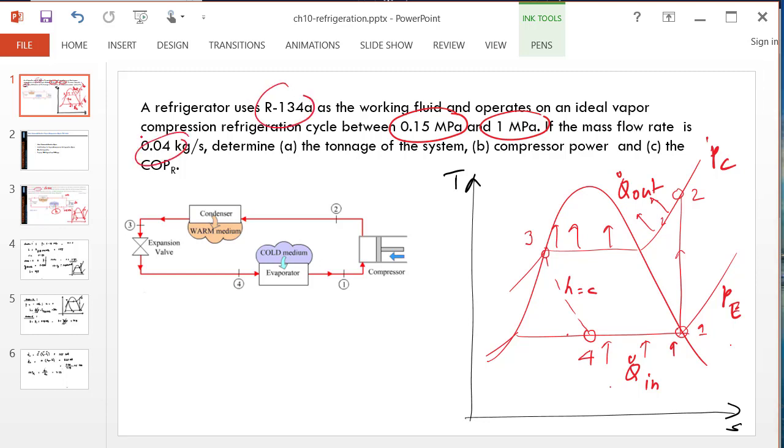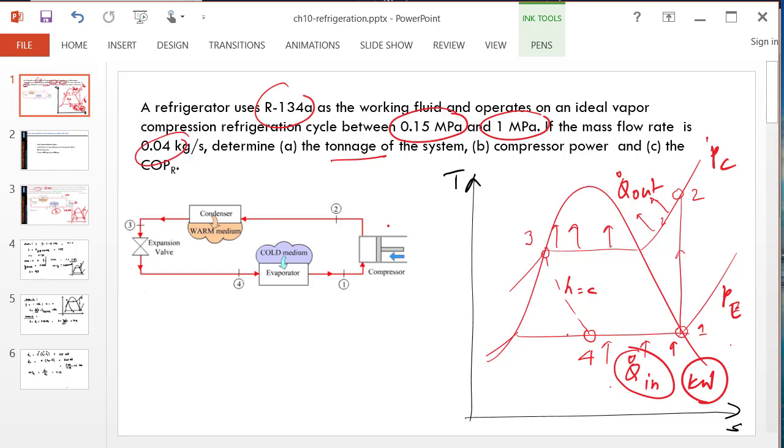And we are asked to find the tonnage of the system, which means what is Q dot in the specific unit of a ton of refrigeration system. We know Q dot in should be in kilowatt, and it's just a conversion from kilowatt to tonnage. A ton is about 3.51 kilowatt. We are also asked to find the compressor power, W dot C, which could be in kilowatt. Okay, so let's start the problem.